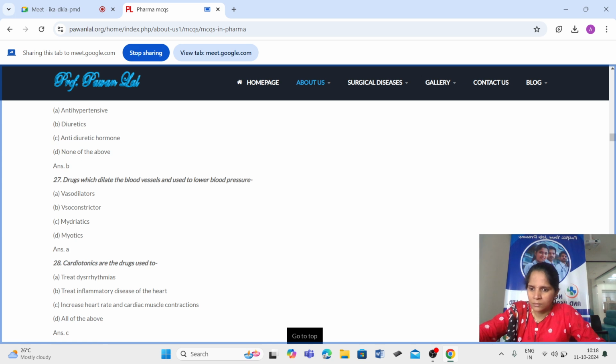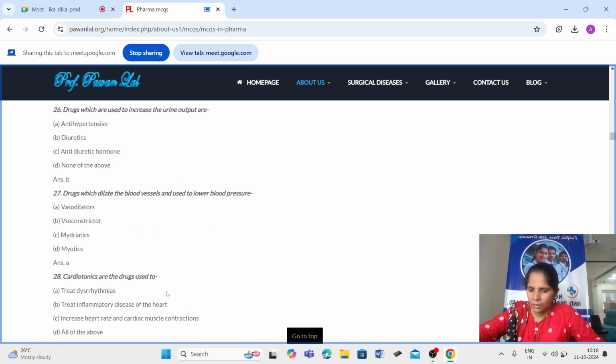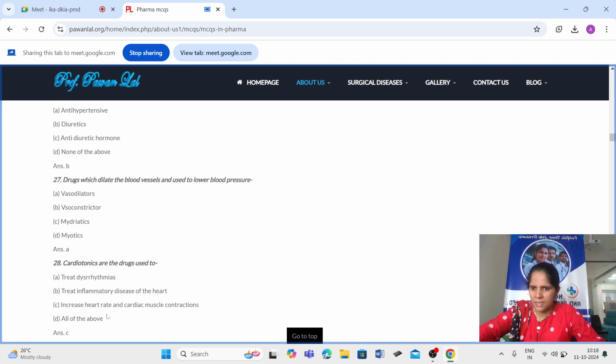Heart disease. Related to heart disease. That is, they are going to increase the heart rate and even the force of contraction also.